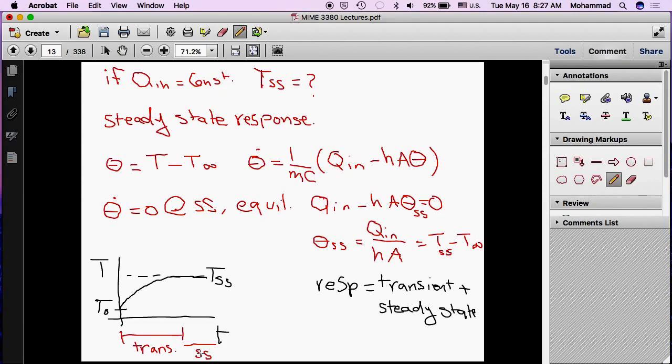And if your T naught is above T steady state, it simply decreases, or the temperature will go down, even though the heater is on. Even though the heater is on at the same level, the temperature will go down, and that is what will happen. Okay, any questions before we go forward?